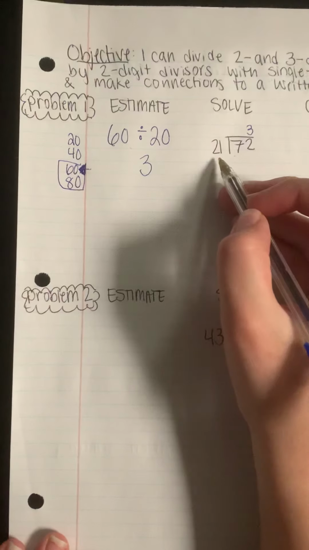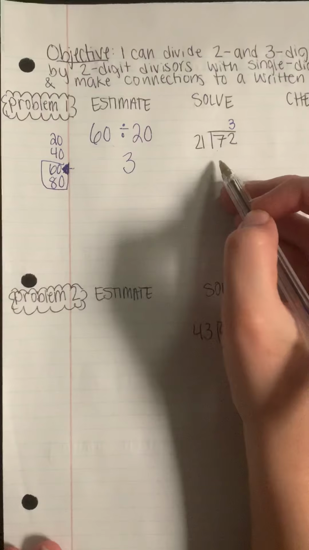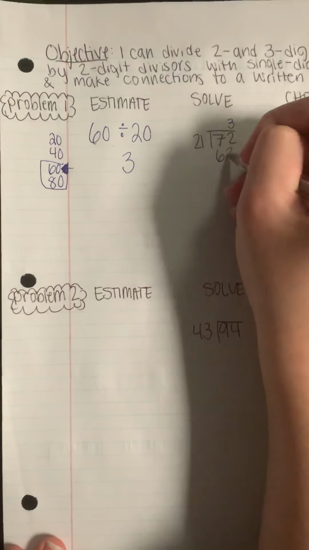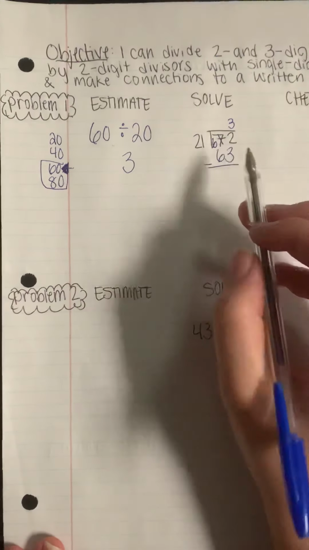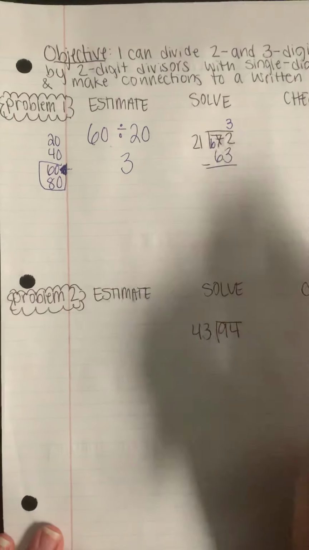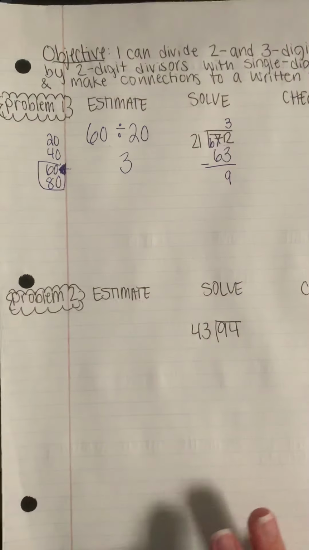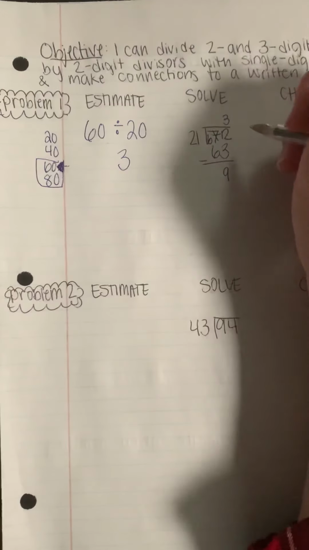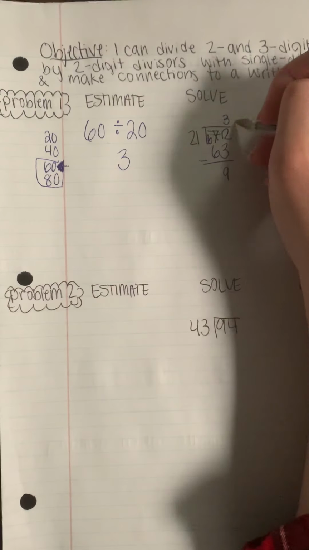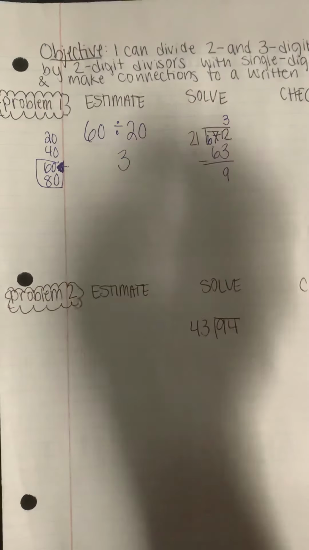Okay, so 3 times 21 is what we'll be subtracting. 3 times 21 would be 63. And when I subtract, I have to borrow. So my 7 became a 6, and now my 2 becomes a 12, and 12 minus 3 is 9. Is 9 enough to make another group of 21? No, it's not. So that becomes our remainder. We can say R9. But as you get older, remember you would write it as the fraction 9 over 21.